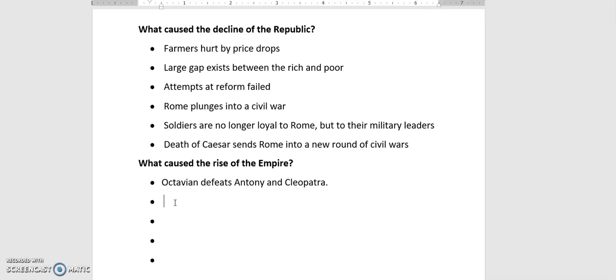So Augustus is super smart, and he does not call himself king, even though he has absolute power. Nobody else has any power, and he plans to name his successor. So when he dies or when he decides to step down, he's going to name the next person who takes over. So when this happens, this is really the official end of the Republic.